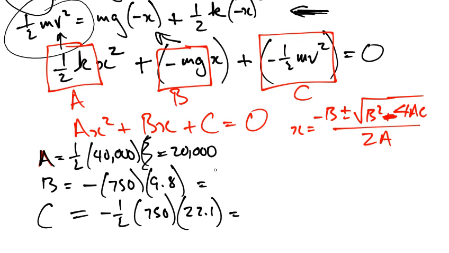So what do I get for these guys? So 750, enter 9.8 times, and that's going to give me negative 7,350. And this one is 0.5, enter 750 times 22.1 times, and I've got 8,287.5. I'll have to continue this video, so there will be a part 2.